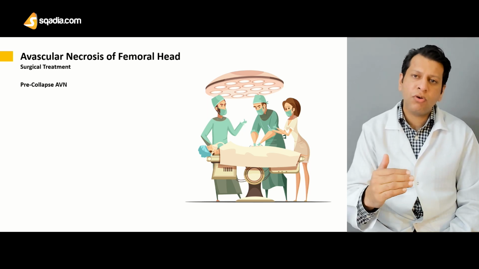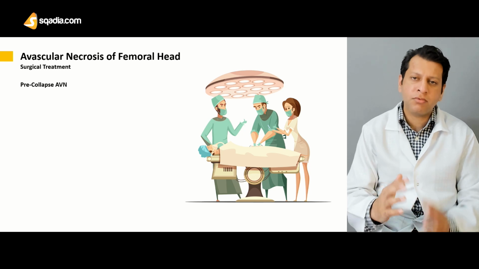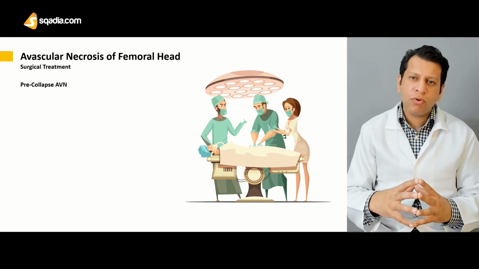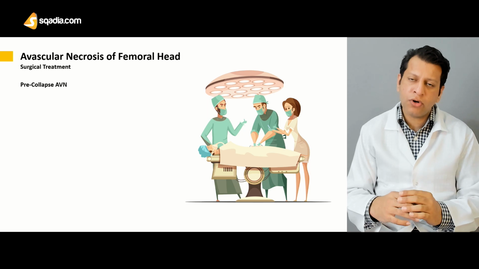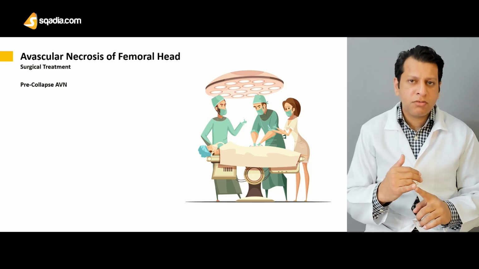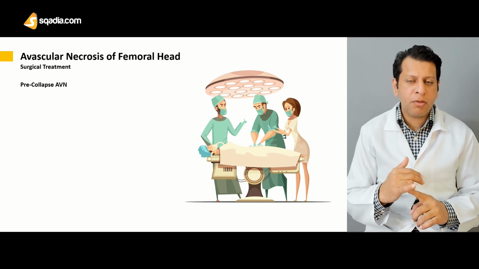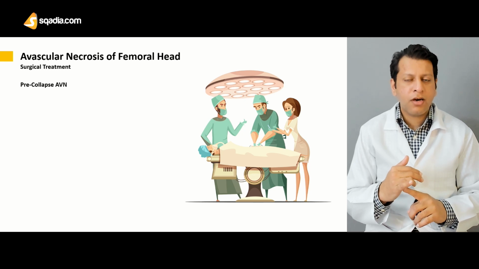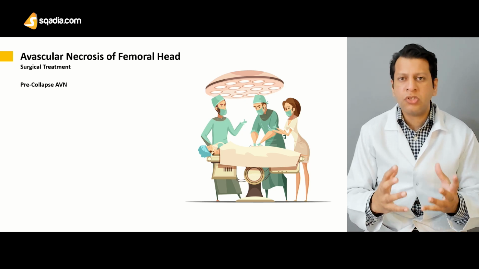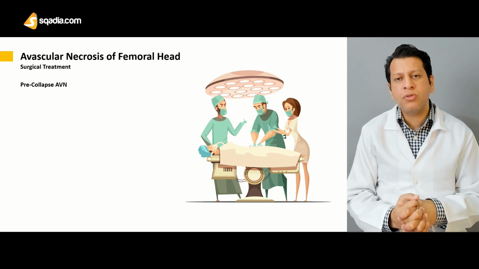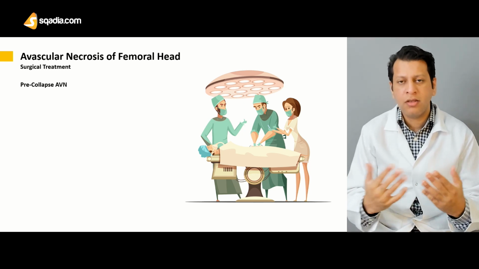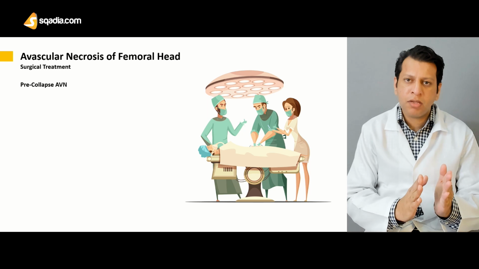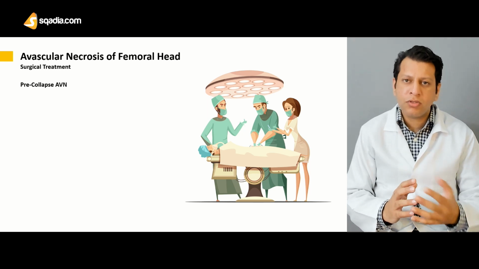When we are looking at the X-ray, we have to look at whether the head is deformed or not. Sometimes there may be cysts present as well, there may be sclerosis as well, or sometimes there may be very subtle changes. Usually, for example, if you see an absolutely normal X-ray and you get the MRI of the same joint, you will see changes on the MRI.